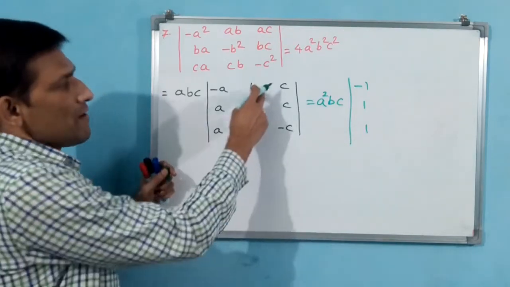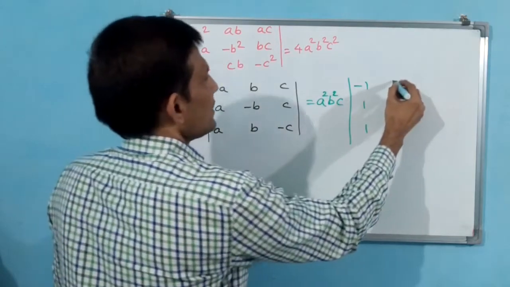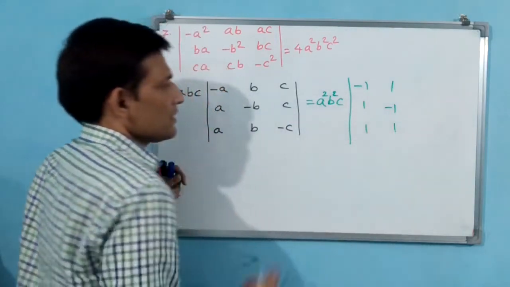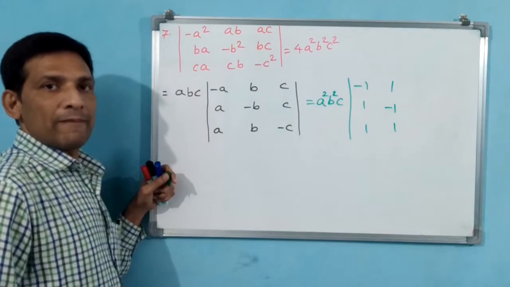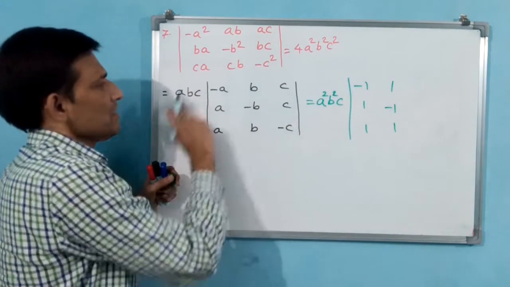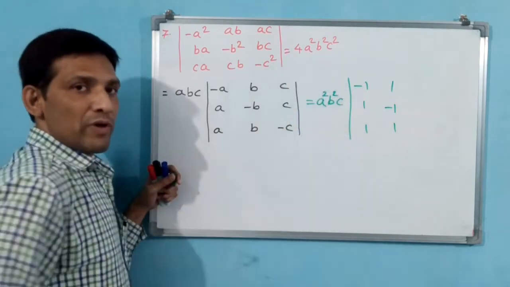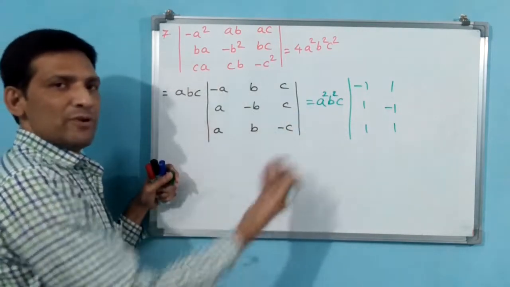Now see, from the second column also B I have taken outside. That means B square, then 1 minus 1, 1. Is it okay? If I send B in again, it will come B minus B, B. I have taken common, and common means square. B into B, B square.